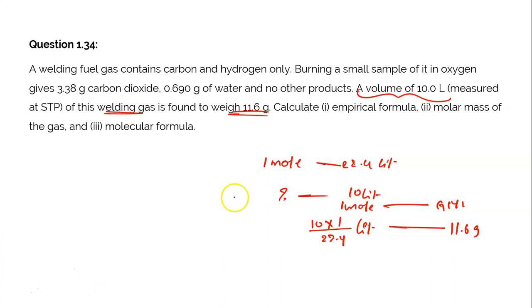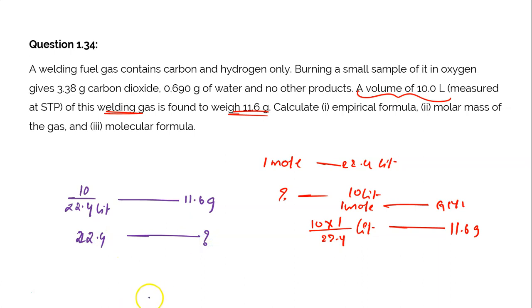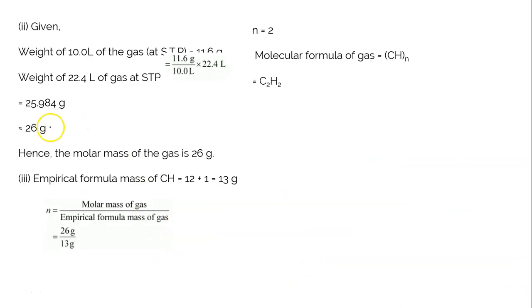From here, what can we calculate? We can calculate like this. 10 divided by 22.4 liters of a gas is weighing 11.6 grams. So now, if it is 1 mole, which is 22.4 liters exactly, how many grams will it weigh? You can cross multiply 22.4 into 11.6 grams divided by 10 divided by 22.4. When you simplify all of this, your answer will be 26 grams. So 1 mole of this gas is weighing around 26 grams. I hope you have understood how to do this.